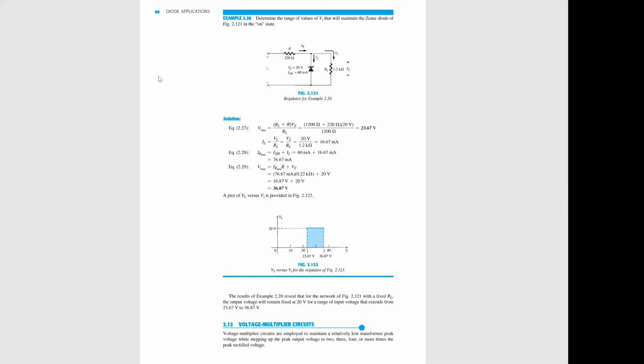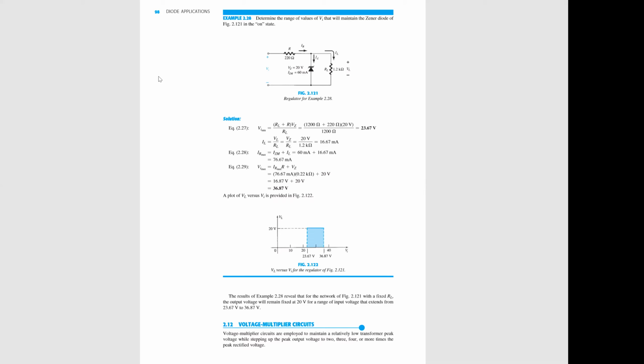Sir, how will we know whether the zener diode is in the on region or the off region? How will we know about VZ? The starting point which I have told you, that we would like to see whether, if we take the zener diode out of the circuit, VL is keeping the zener diode in the on region or off region, right? So we started with that point.